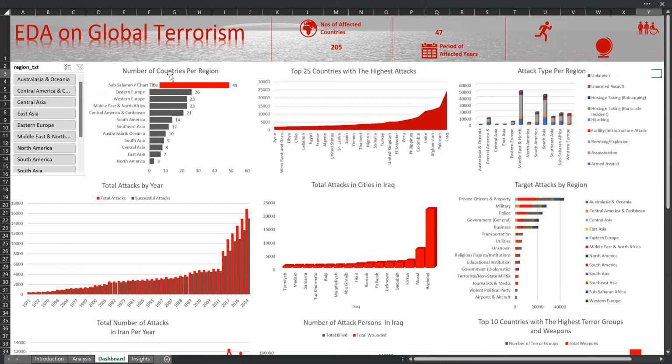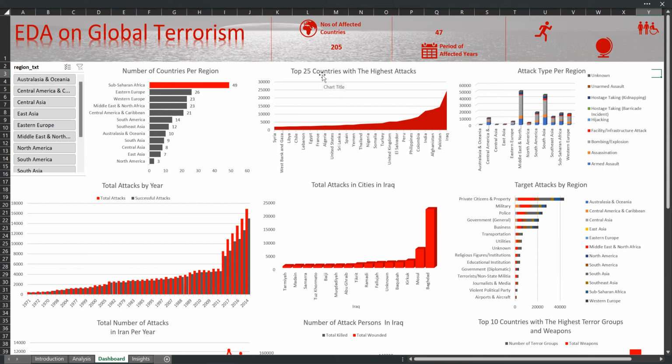The first chart shows the number of affected countries per region, with sub-Saharan Africa the highest with 49 countries, followed by Eastern Europe, followed by Western Europe. And we can see that North America has the least number of affected countries with 3.